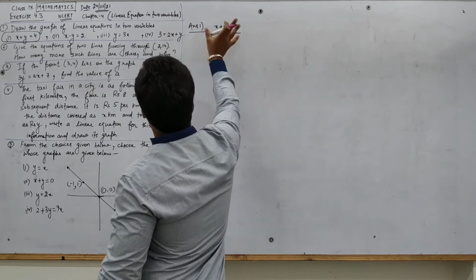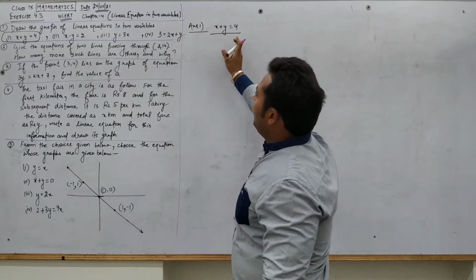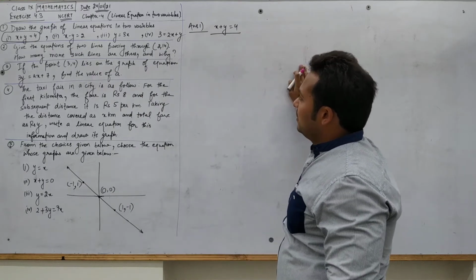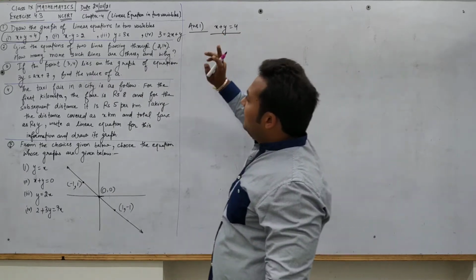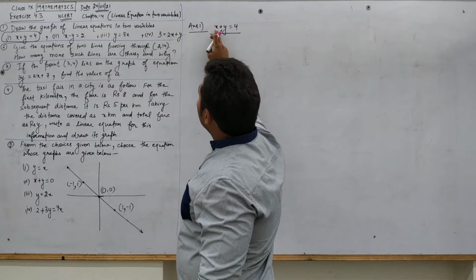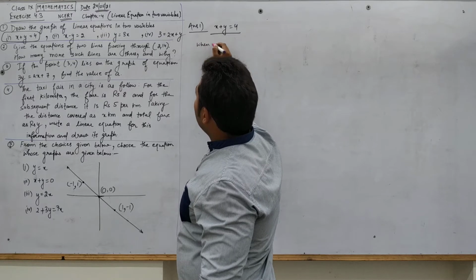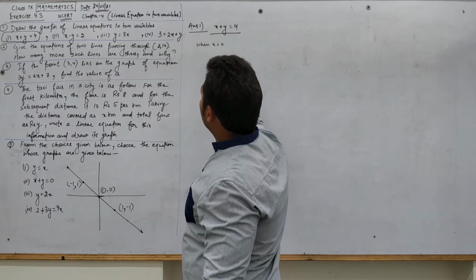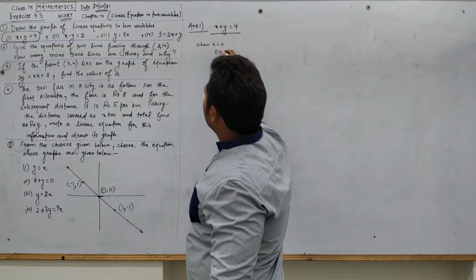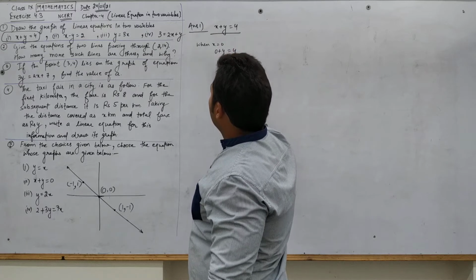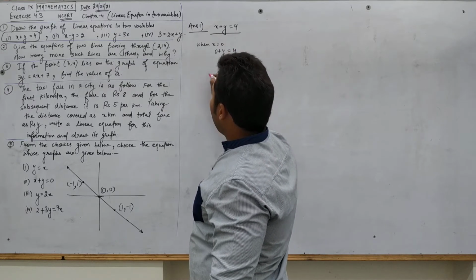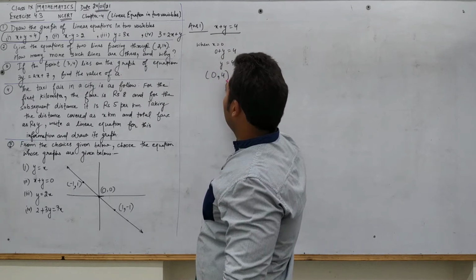For this, we will find some of the points that satisfy this equation. Okay, so let us find these points. We will assume the value of x equals 0. When x is equal to 0, put this value in this equation. 0 plus y will be 4, so the value of y will be 4 and our point will be (0, 4).